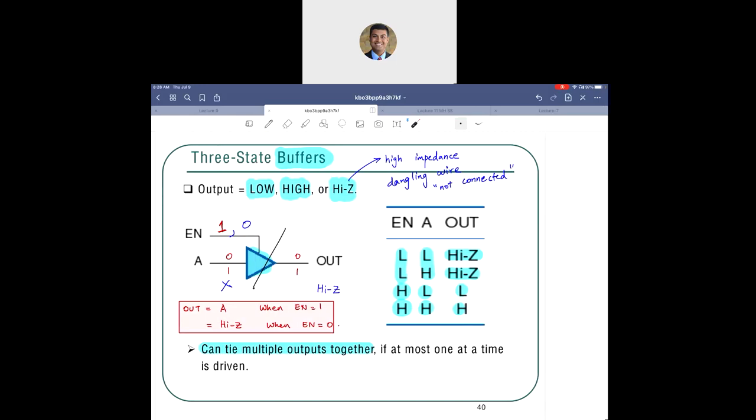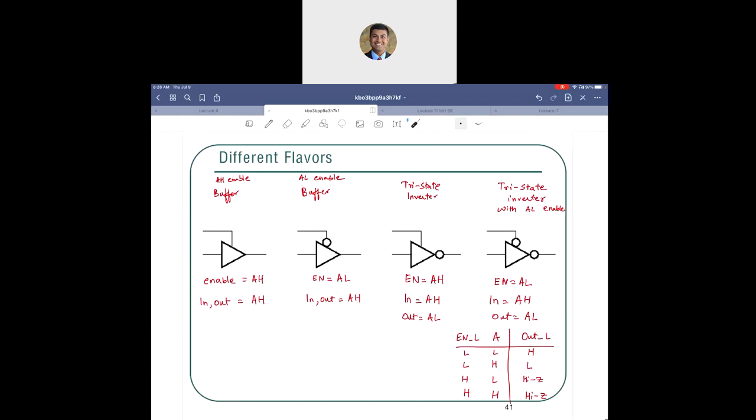Next, we saw four different flavors of the tri-state buffers, depending on whether the enable is active low or active high. The first two were buffers, with an active high enable and an active low enable. And the next two were inverters with an active high enable and an active low enable. So you can have four different flavors. In two of them, you are not changing the logic of the input, so input and output are the same. And in the next two, it is an inverter, so output is the complement of the input. So that's where we stopped.